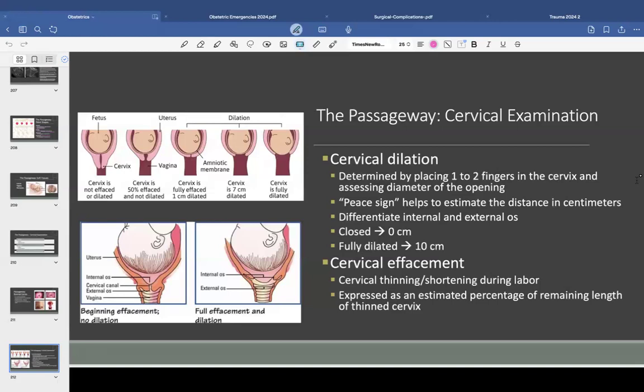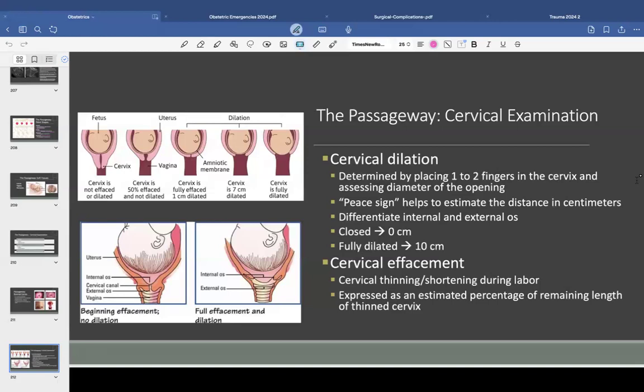Cervical effacement we talked about. Cervical thinning and shortening during labor expressed as an estimated percentage. 0% effaced is not effaced at all. 30% effaced is a little bit thinner, and then 100% effaced is when it's completely thinned out. There's no more thinning. It's ready to go.